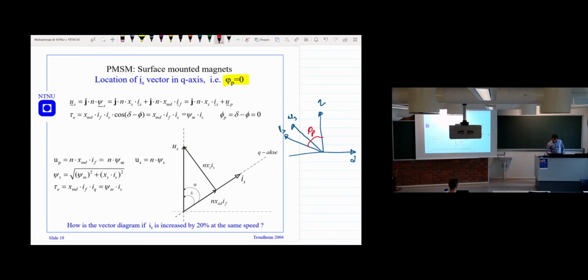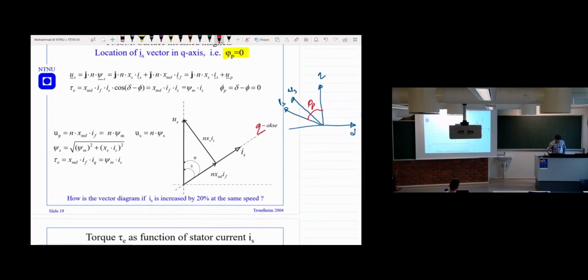So we have the q-axis here. This is the q-axis, and then you will have the d-axis somewhere here. Now we have the stator current, IS, which is now aligned with the q-axis. We also have this angle, delta. This is the angle between the q-axis and the stator voltage US.